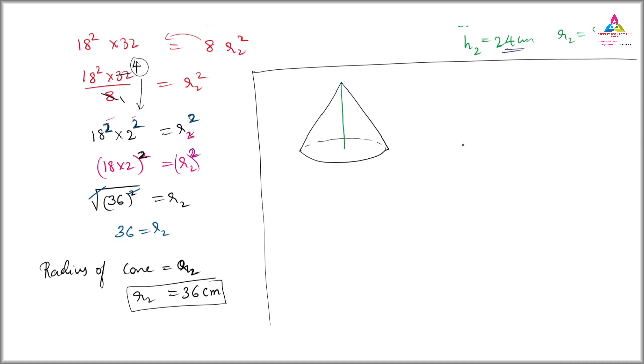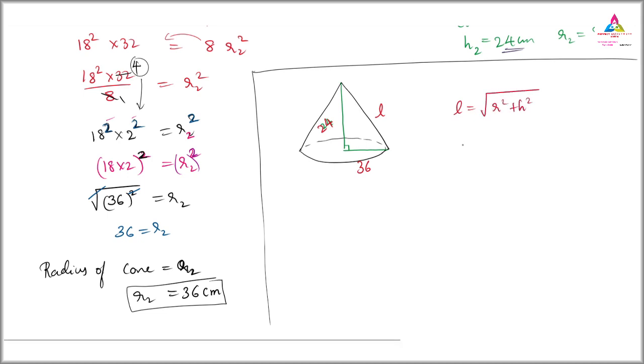That is, height is already mentioned for us, that is 24 centimeter, and the perpendicular radius, that is the radius we have found, that is 36, just now we have found. And now we have to find the slant height. Slant height can be found using the Pythagoras theorem. L is equal to square root of r square plus h square.